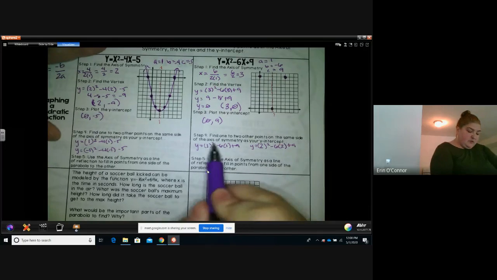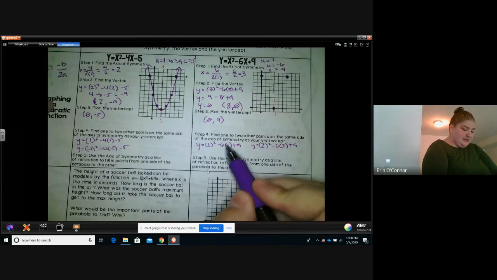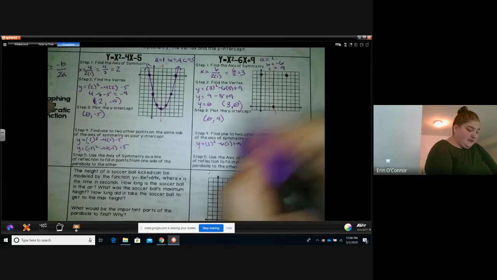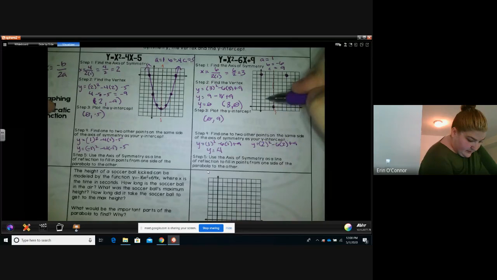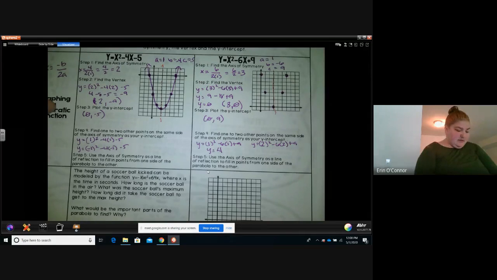Okay, so 1 squared is 1 minus 6, because this is 6. 1 minus 6 is negative 5. Negative 5 plus 9 is a 4. So we should have 1, 4, which means I should also have 5, 4, because, again, symmetrical.